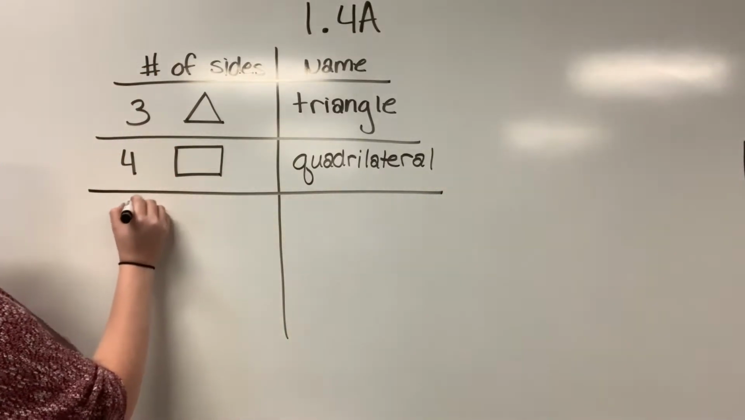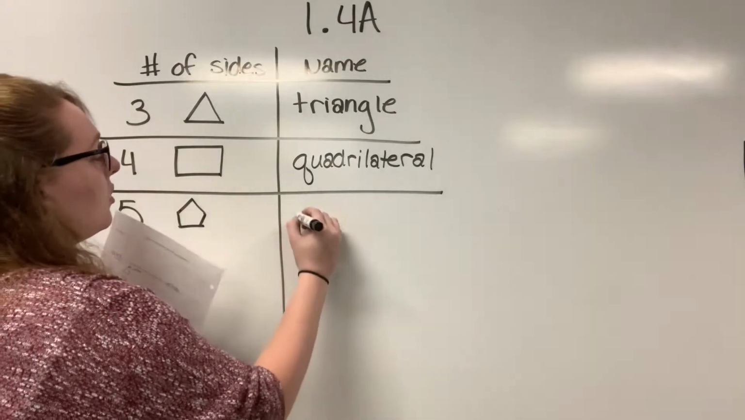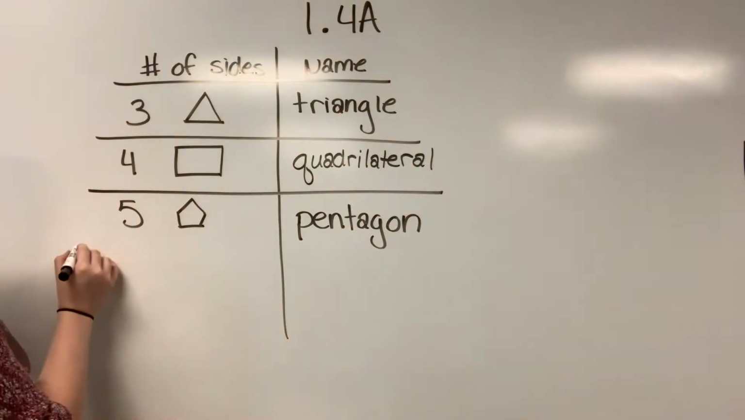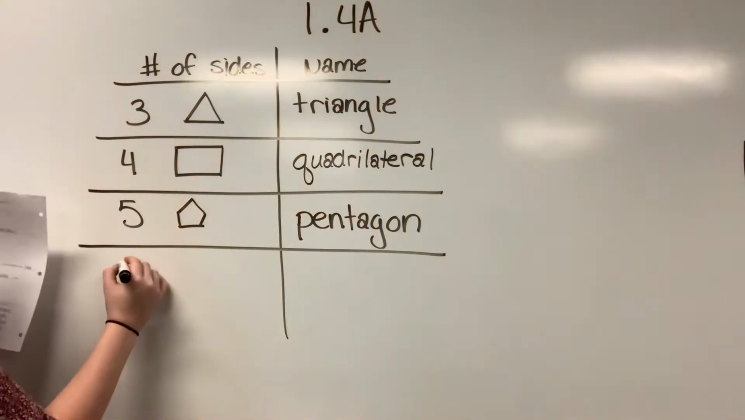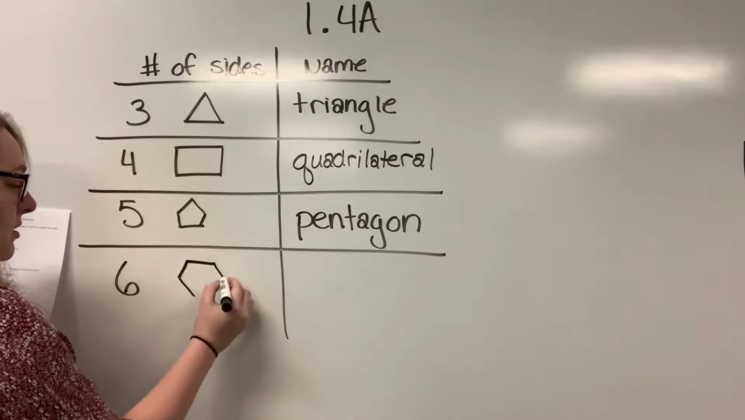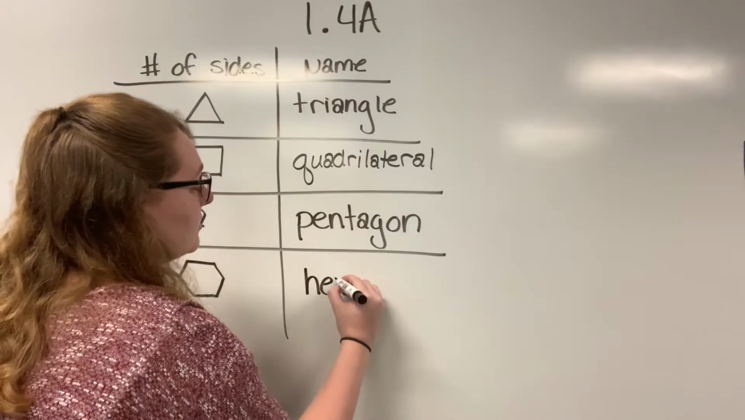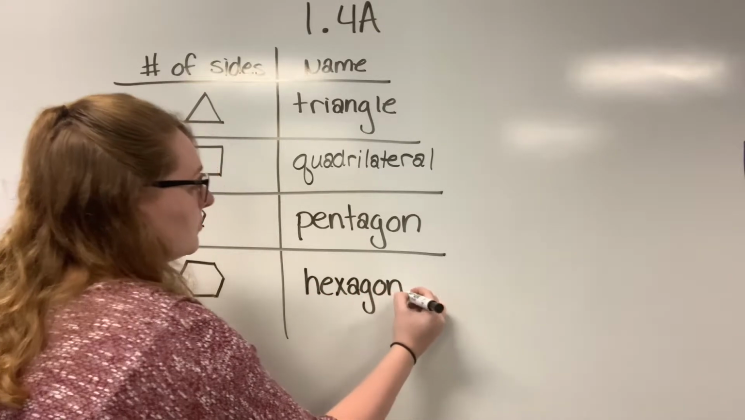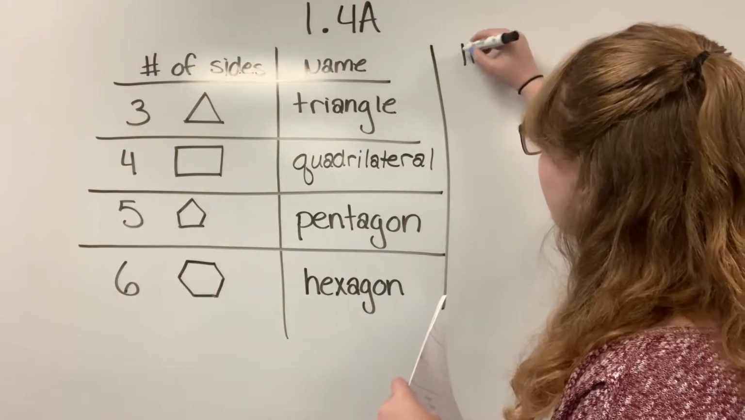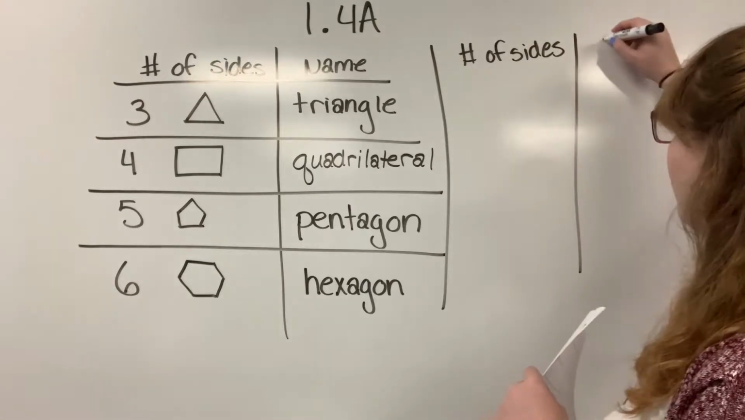If a polygon has 5 sides and it looks like this, it is called a pentagon. If a polygon has 6 sides and it looks like this, it is called a hexagon. Okay, I'm going to continue my chart over here. So I'll just keep it going with number of sides and the name.